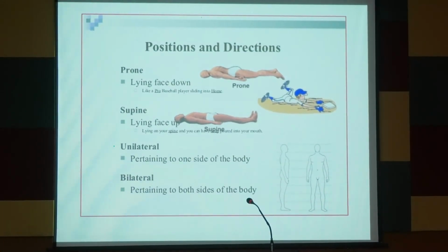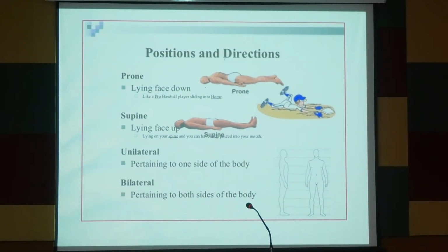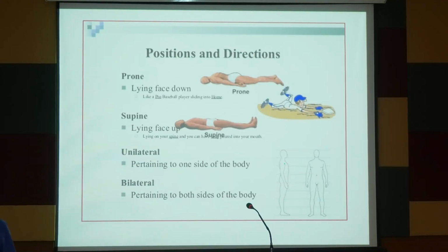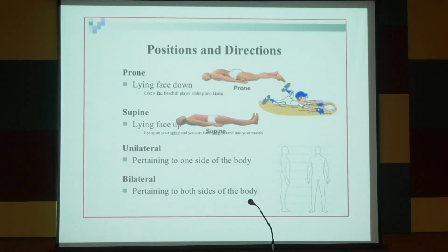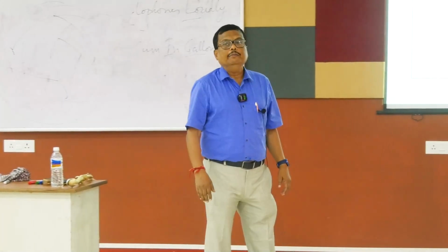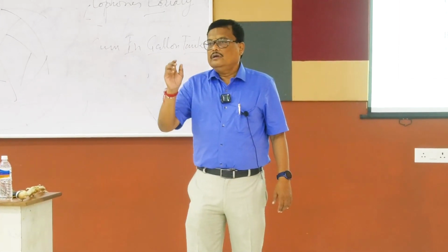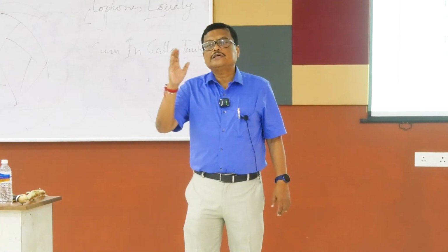When we lie flat with abdomen up, we call it supine position. When we are head down, we call it prone position. And one side of the body, we call it unilateral. And when you take both sides, we call it bilateral. Another name of uni is hemi, half. In Latin it is called hemos, so it is hemi.